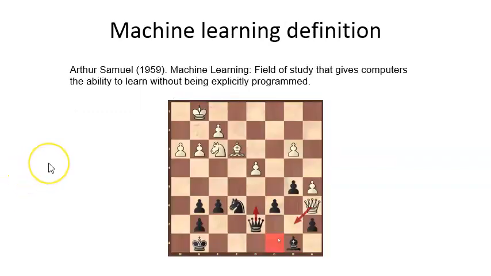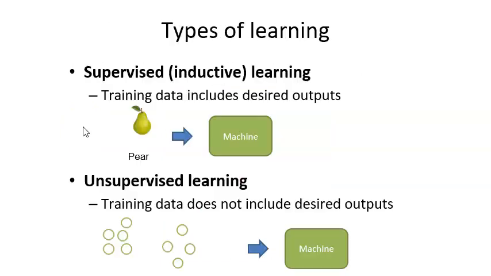All right, let's go to the machine learning definition. In 1959, Arthur Samuel defined machine learning as a field of study that gives computers the ability to learn without being explicitly programmed. Arthur doesn't know too much about chess, but he makes his machine play chess by itself, training his machine. Finally, the machine plays better than him.